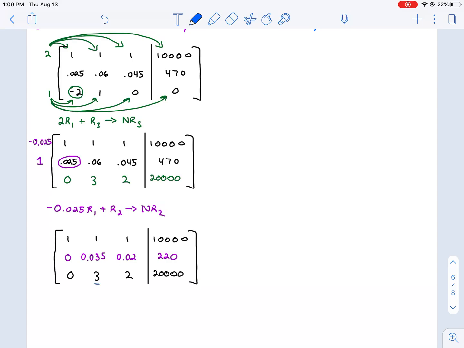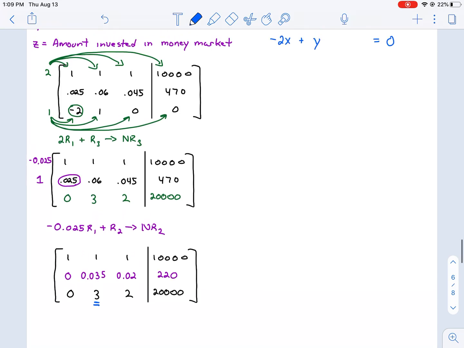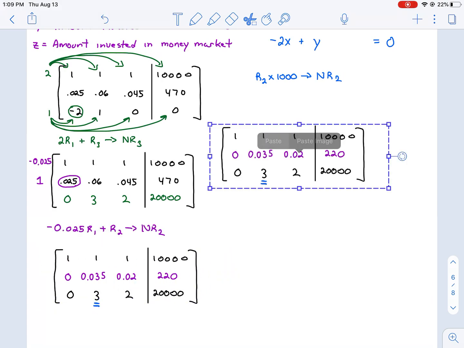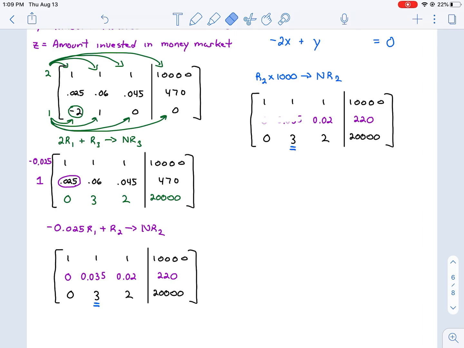Okay, now before we make this entry here a 0, what I'm going to do is I'm going to multiply the second row by 1,000 to get rid of all those decimals. So we're going to go row 2 times 1,000 is a new row 2. And that will make the next row operation a little bit easier. And when you do that, you'll get 0, 35, 20, and 220,000.